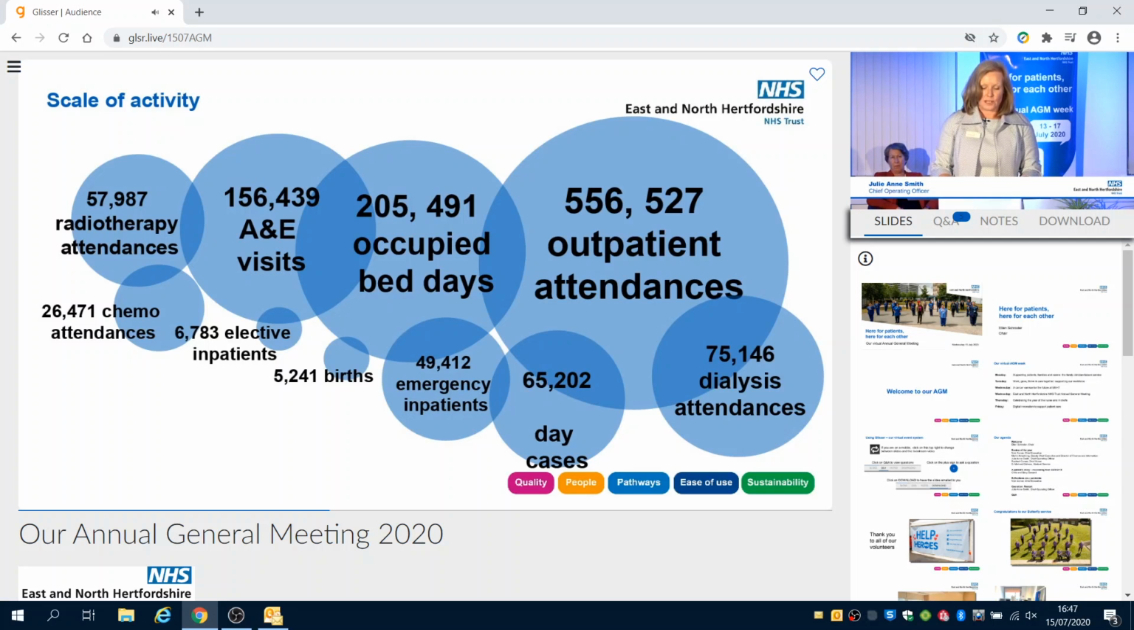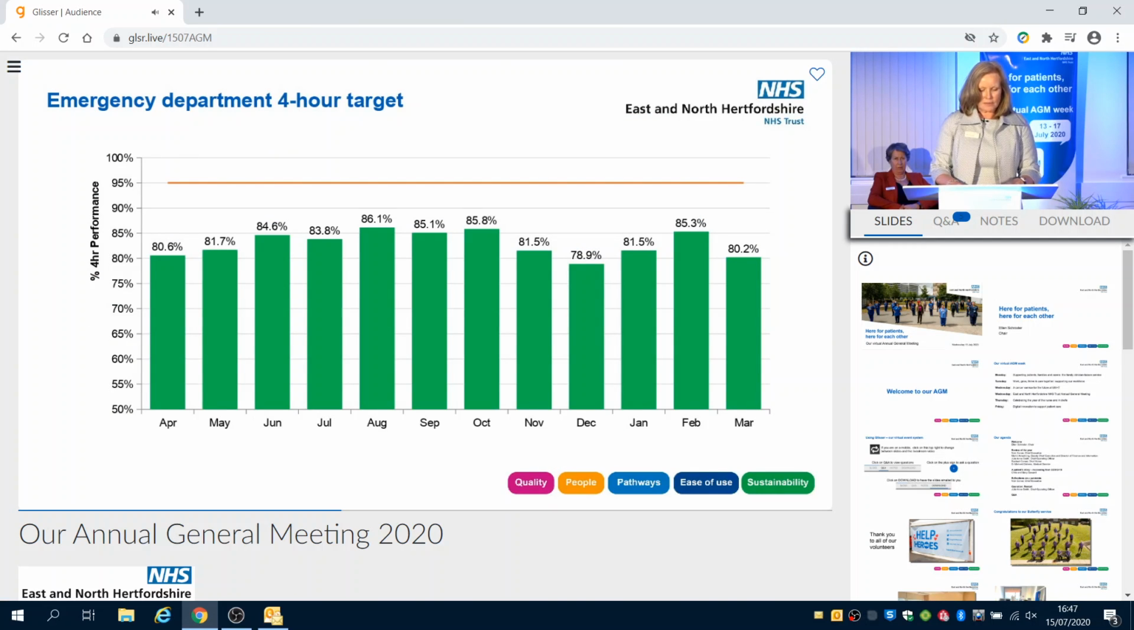So I want to share with you our key performance headlines. But to start with, for those of you who like numbers, there are some really big numbers here that give the scale of the activity going through the hospital in the previous 12 months. I'll pick out a few. 556,000 outpatient attendances, 156,000 A&E visits, over 5,000 births. The numbers should help to give some context to the performance slides that will follow.